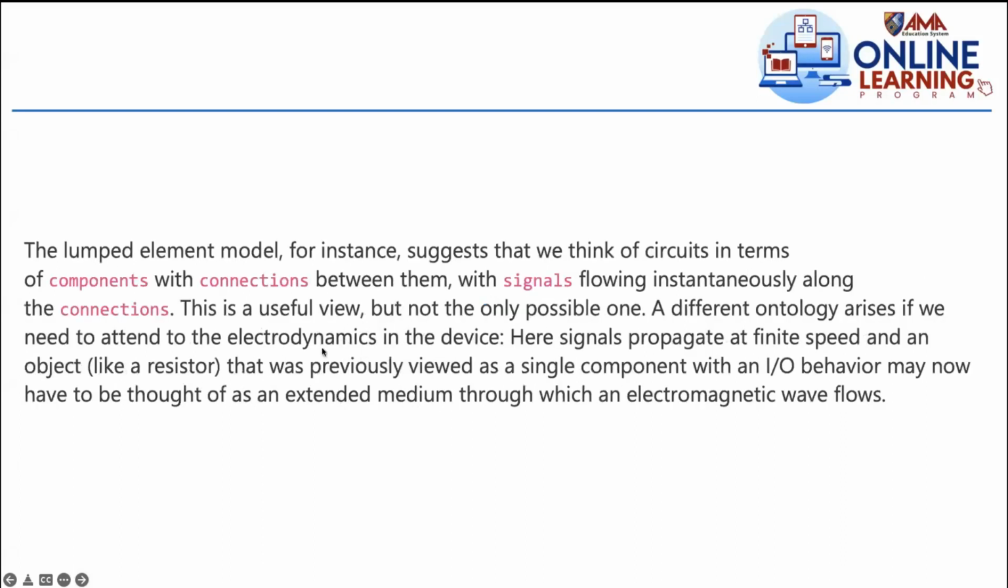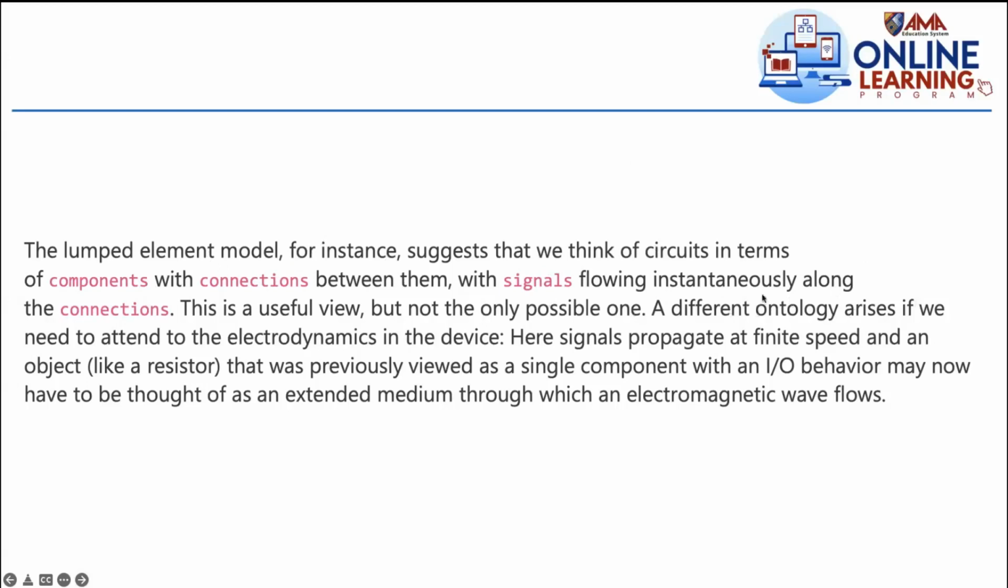Yeah, I think it's here, the other model, the electrodynamics. The LAMP element model, for instance, suggests that we think of circuits, you know, unit circuits, right? In physics, you learn this, the electric circuit, in terms of components and connections between them, with signals flowing instantaneously along the connections, like the current. This is a useful view, but not the only possible one. So meaning you can think of a circuit not only in these terms. It can be another, different ontology.